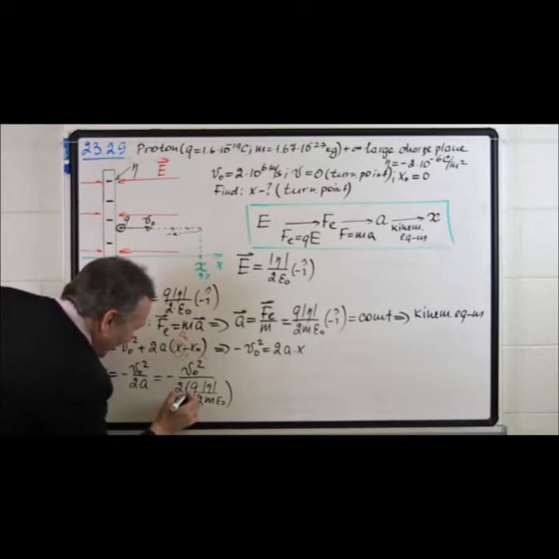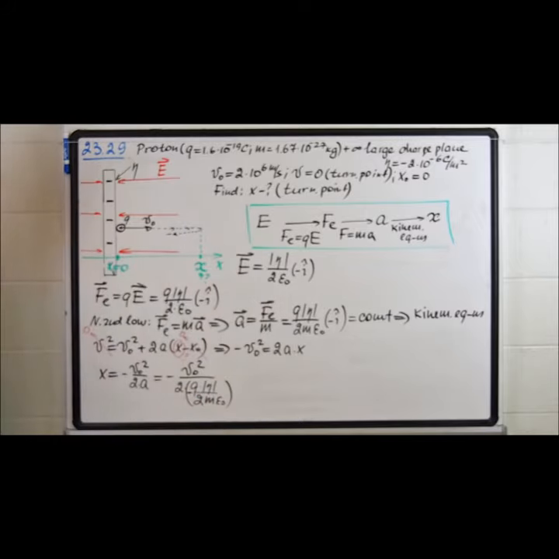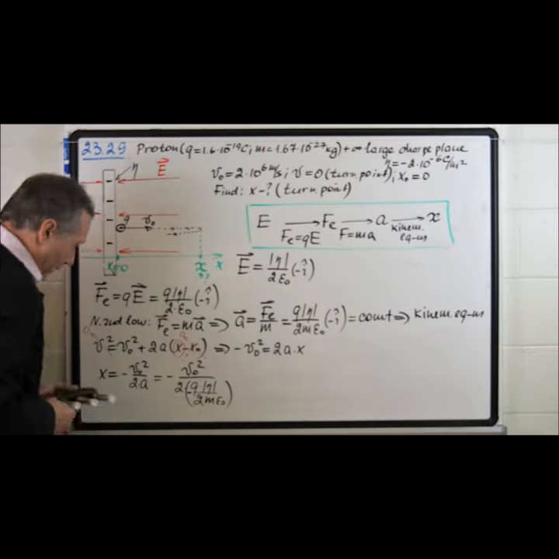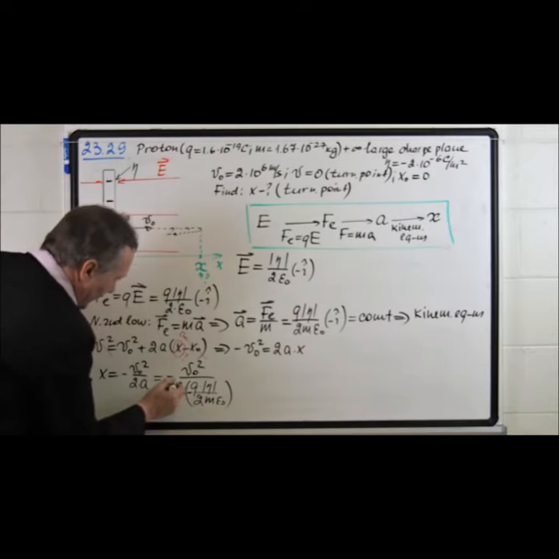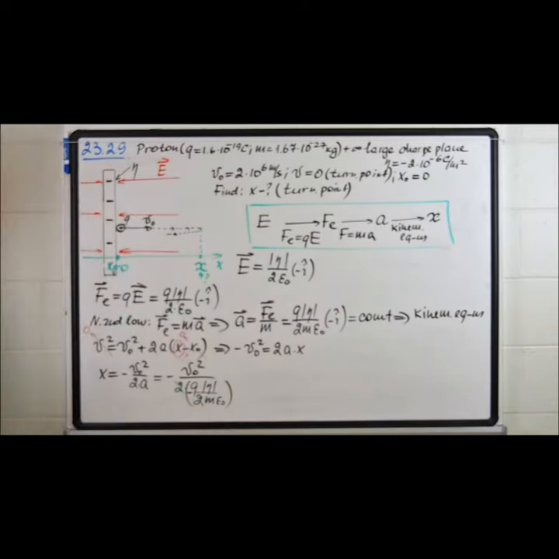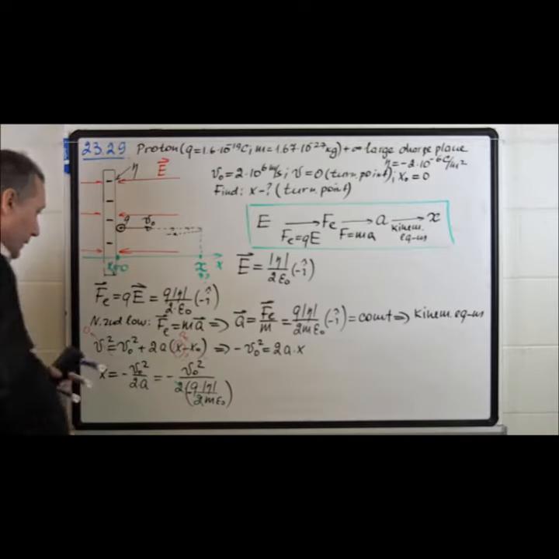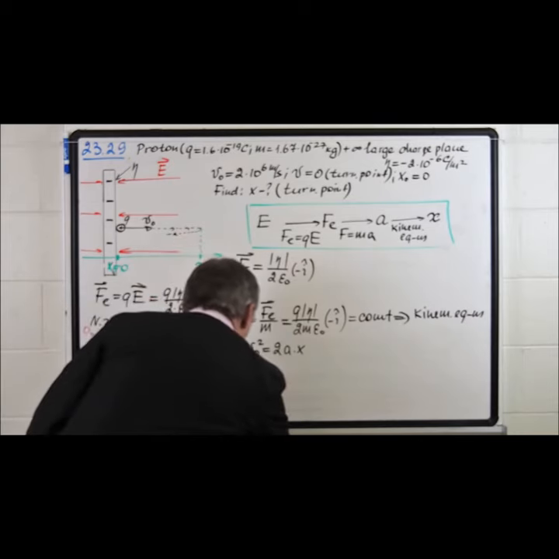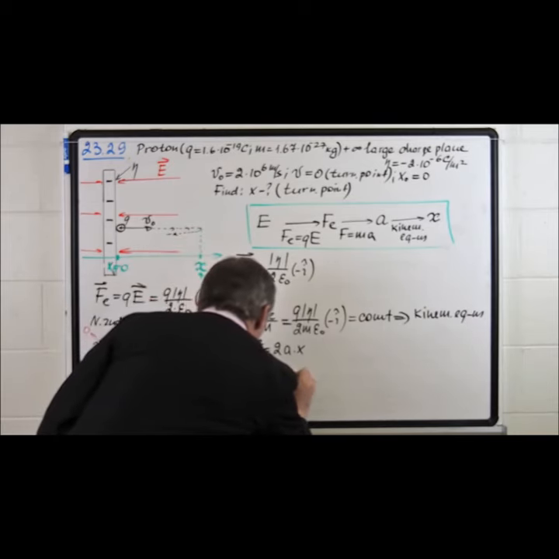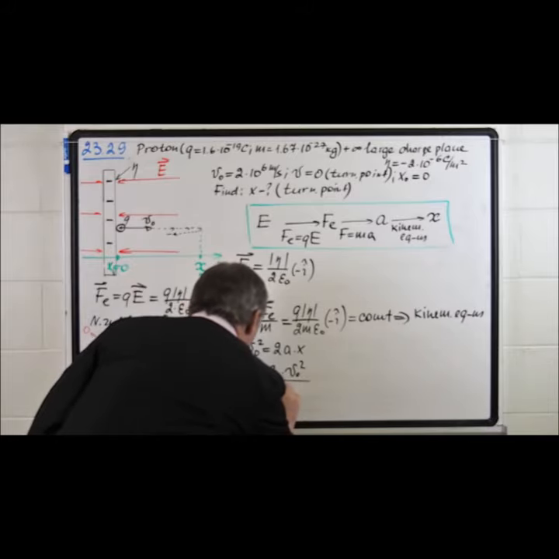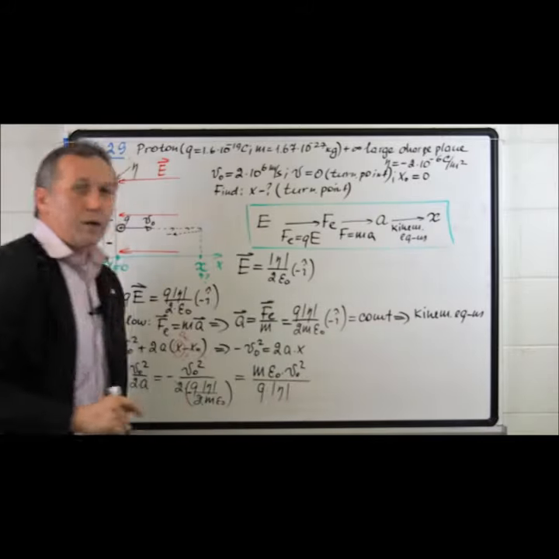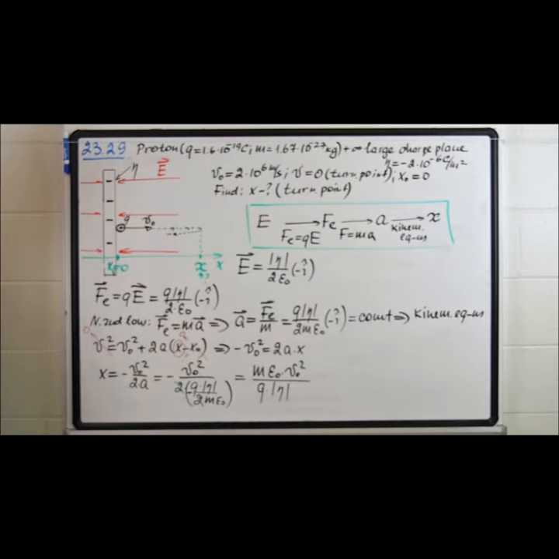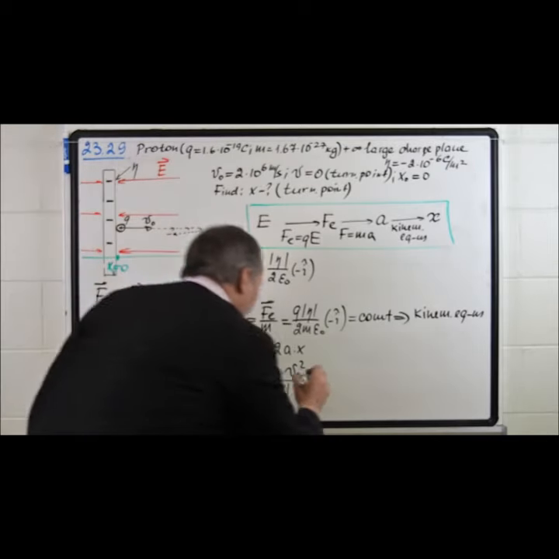Minus. I was talking about minus. Okay, here is minus. So this minus and that minus, they cancel each other. Then the factor of 2 here and factor of 2 there also cancel each other. And finally, we have an expression which we want to find. So it's m epsilon naught v naught squared divided by q and the absolute value of our surface charge density. So that's our x.